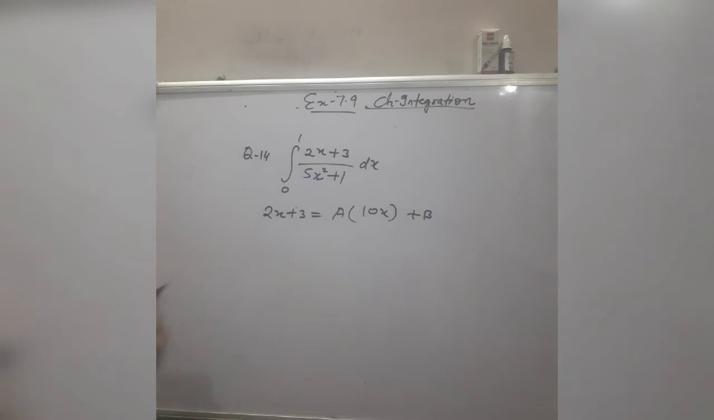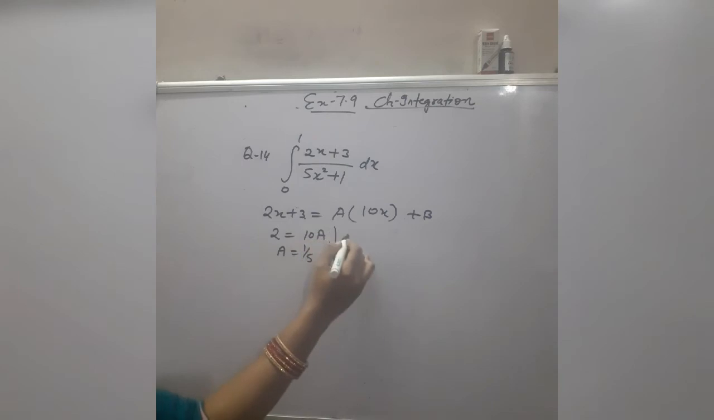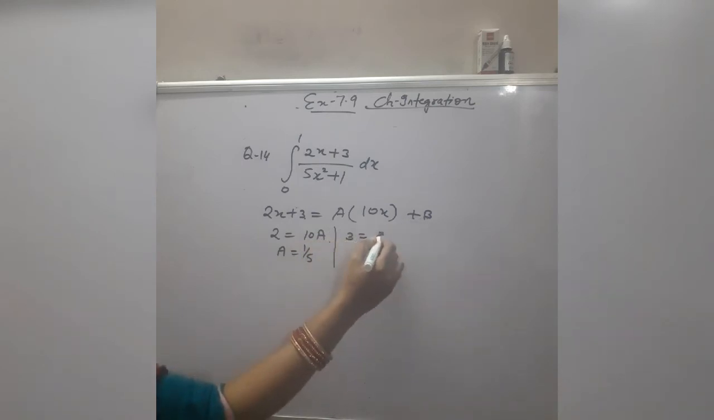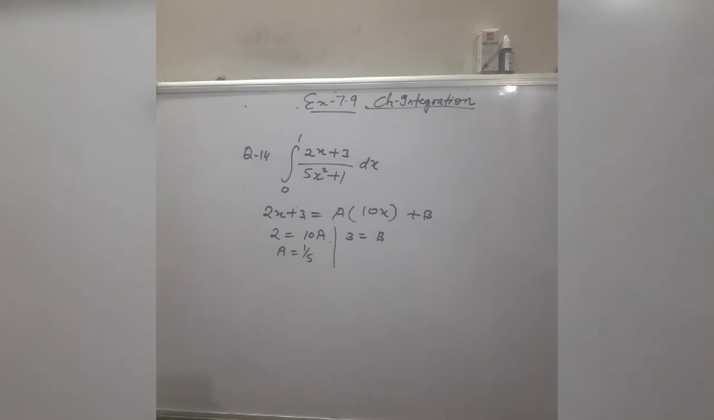So we will find the values of the constants a and b by comparing coefficients. Comparing the coefficient of x, 2 is equal to 10a. So what is the value of a? a is 1 by 5. Similarly, the constant term is 3. On this side the constant term is b. So b equals 3. So this integration remains as it is.